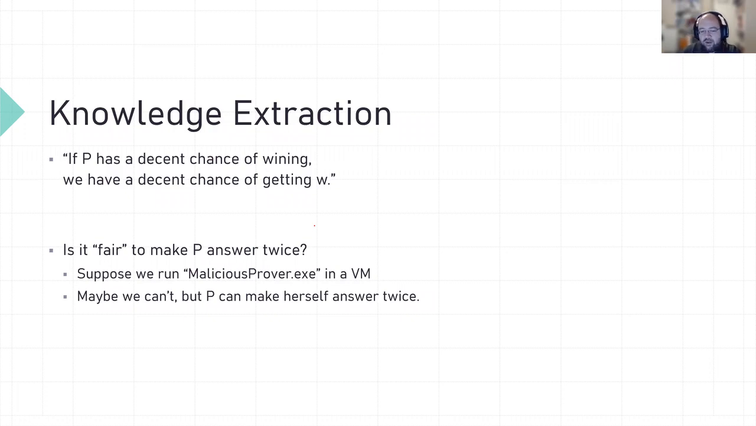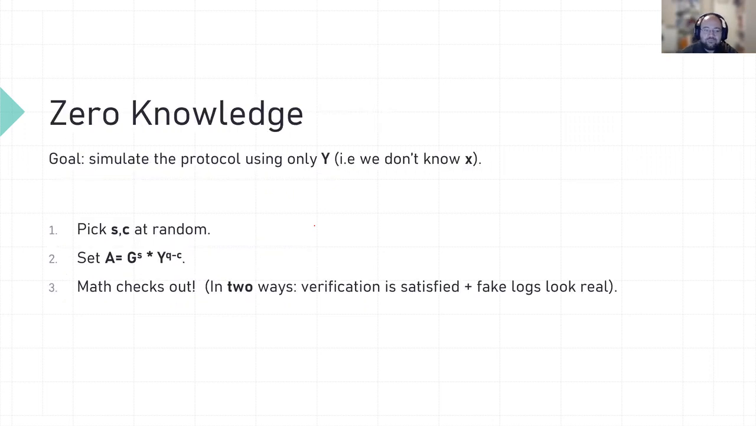The other way we can think about this is that the prover can be some executable that we can run in a virtual machine. And in a virtual machine, we can start the prover, get to some point, save the state of the virtual machine, go forward a few steps, then rewind, then go forward again, and get the prover to do some extra work without him realizing it. Now, for zero knowledge, we have a very different goal, which is to try and simulate the protocol without knowing the witness.